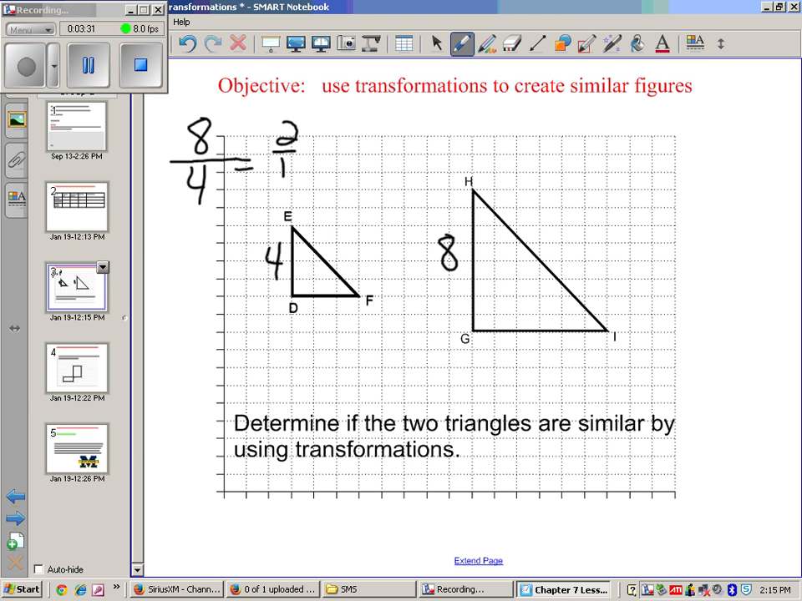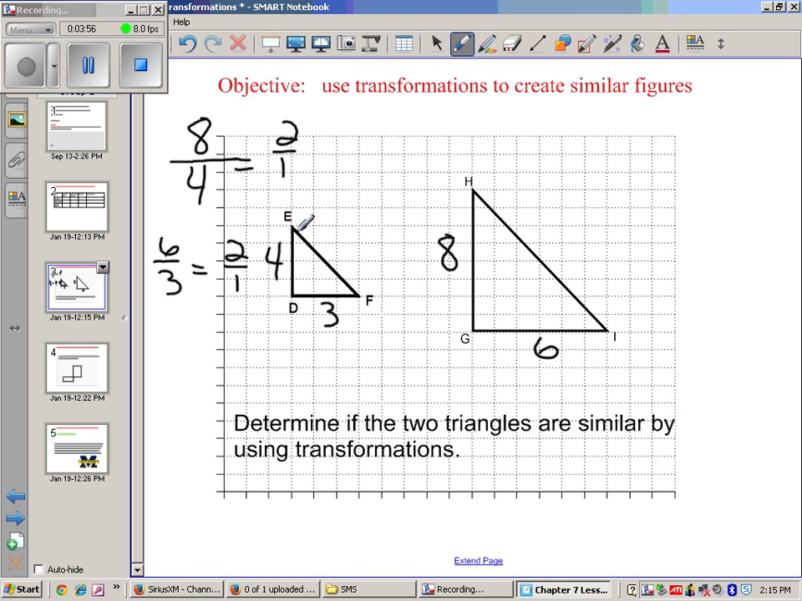Okay, now let's look at our GI. GI, 1, 2, 3, 4, 5, 6. We have DF, which would be the congruent side over there, 1, 2, 3. So once again, we're going to put 6 over 3. So that is 2 over 1. Can we reduce it? 2 over 1. So far, the ratio is the same, so that means these triangles so far are similar.